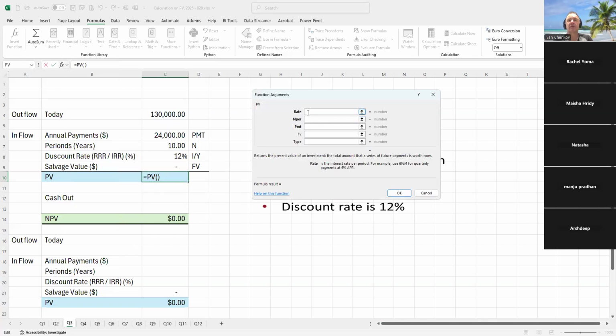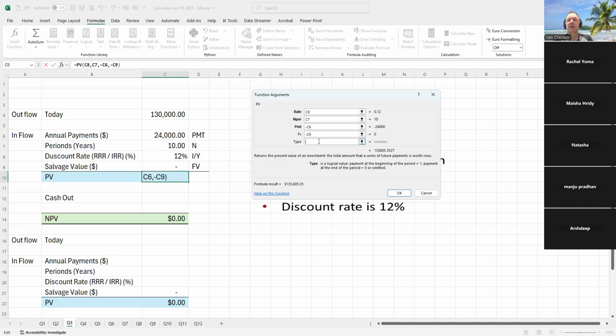First, it's going to ask you for the rate. Rate is the discount rate, or the internal rate of return, or required rate of return. In this case it is 12% and we will leave it there. Second, number of periods. How many times are we going to get that money? 10 times, and we enter the period. Payment: the payment is 24,000, and in order to get a positive amount, we're going to enter it as a negative amount. Is there any future value that we're going to get at the end of the period? No, there's nothing there. So we're going to enter 0.